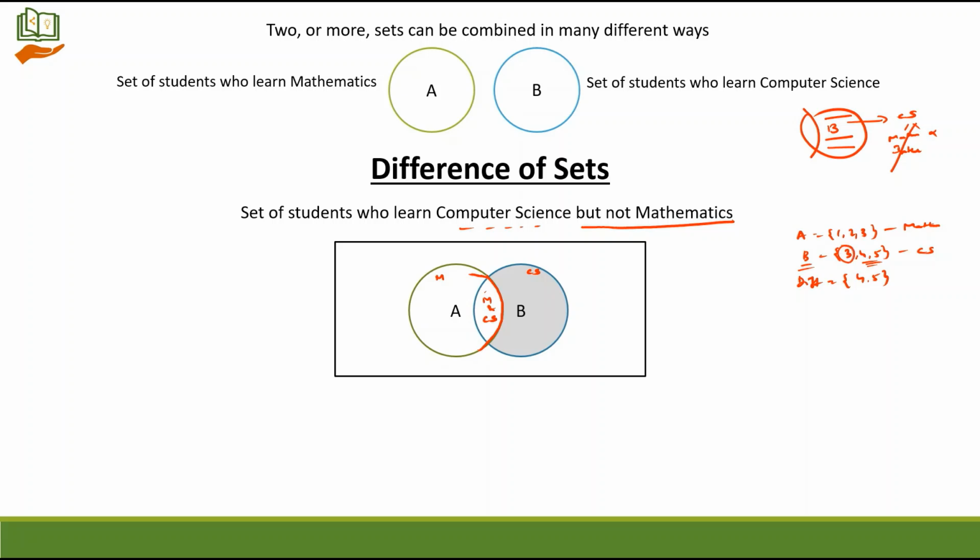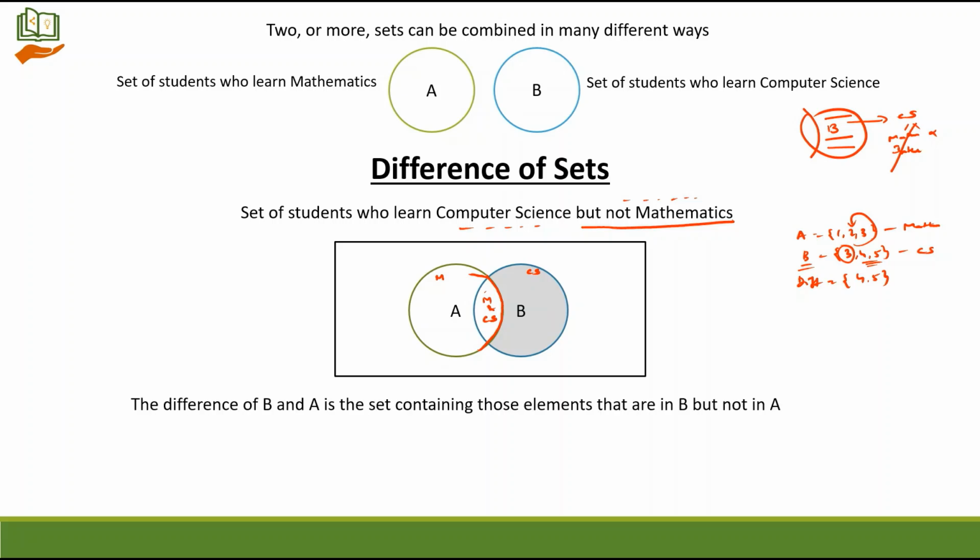This particular 3 is present even in A, which states that this person learns both maths and computer science. I don't want mathematics to be selected here. I want only computer science to be selected. So in that way, we are shading only the B region, which excludes the intersection of A and B. The difference of B and A. So we are selecting computer science and not maths, which means B comes first and A comes next. It is the set containing those elements that are in B but not in A.